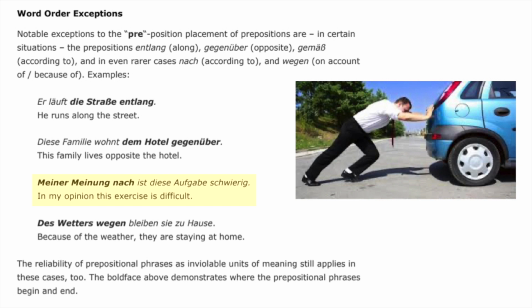To say "in my opinion," meiner Meinung nach, rather than nach meiner Meinung. You could say, after that, "Meiner Meinung nach ist diese Aufgabe schwierig." So once again, we'd expect prepositions to always be before in English, but in German, some of them can come after. Another example of this is wegen, in the sense of "Des Wetters wegen bleiben Sie zu Hause," because of the weather, or really the weather because they're staying at home.